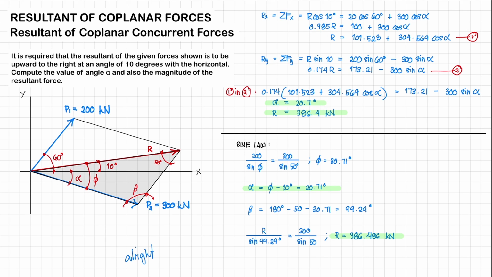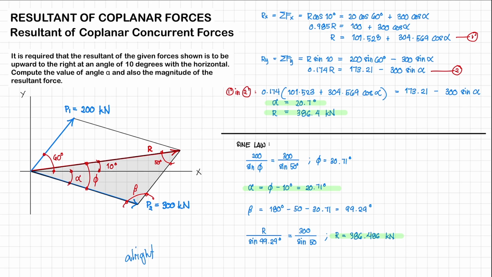All right. So let's explore the different ways on how we could solve this problem. Let's recap the problem. What was given? P1 was given. It is 200 kilonewtons, acting at a direction of 60 degrees from our horizontal. The magnitude of your P2 is given. It is 300 kilonewtons, but the angle of its inclination is not given. It is unknown, alpha, from our horizontal line. The magnitude of your resultant is not given, but its angle of inclination is 10 degrees from our horizontal.